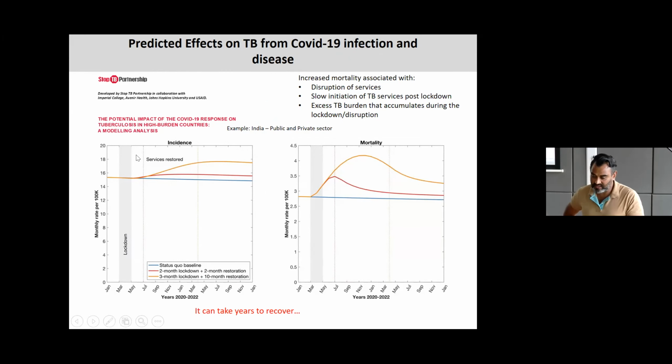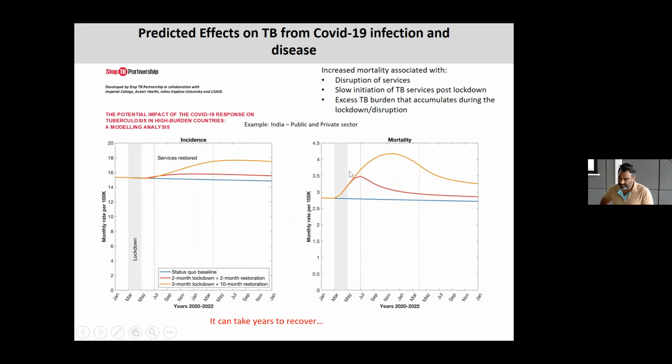Basically, what you see here are two graphs, one of incidence and one of mortality for tuberculosis. The different lines are: the blue line was the trend we would have had without a lockdown and disruption of healthcare services. The red line shows what incidence would look like if we had a 2-month lockdown and restored services after 2 months. And the orange line is a 3-month lockdown, and then restoration of TB services over a period of 10 months. What I want you to notice is that we never get back to the blue line. No matter what we do, we never get back to the blue line.